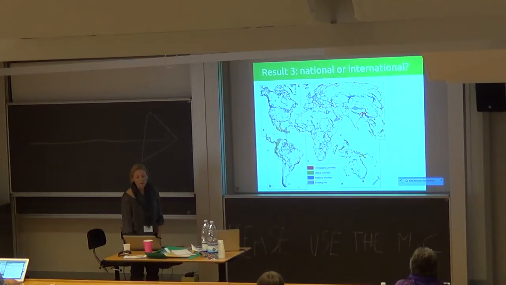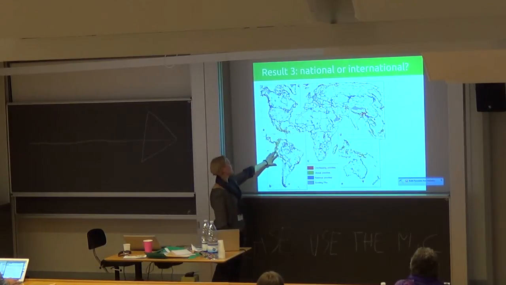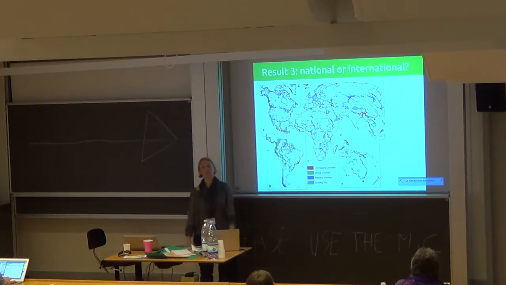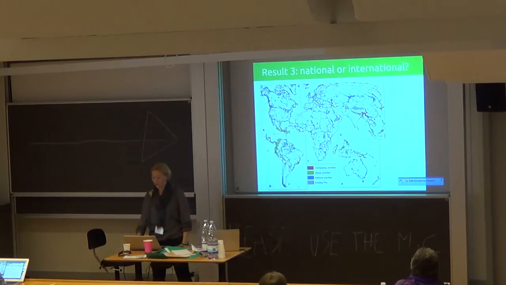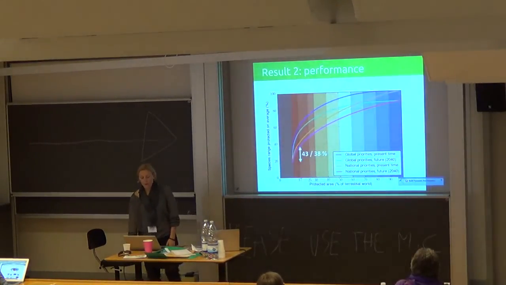And the red areas are the overlapping areas, which are really tiny. So the overlap is fairly small, indicating that if we make the planning at national scale, we are not able to reach the global priorities too well. There are some areas where that happens, but not too many.